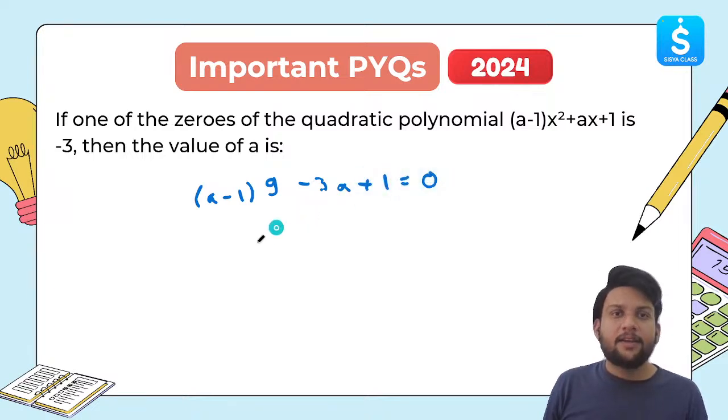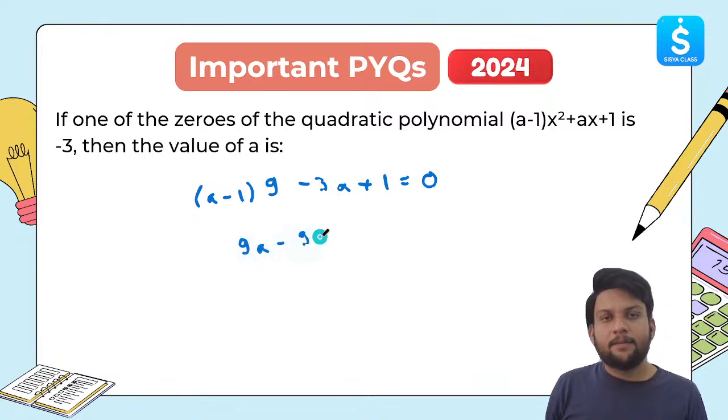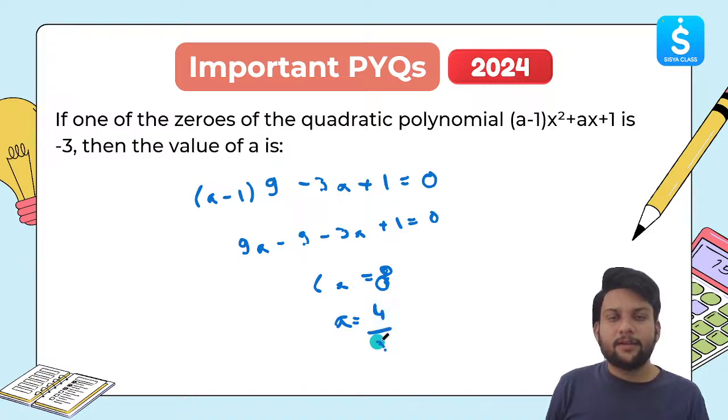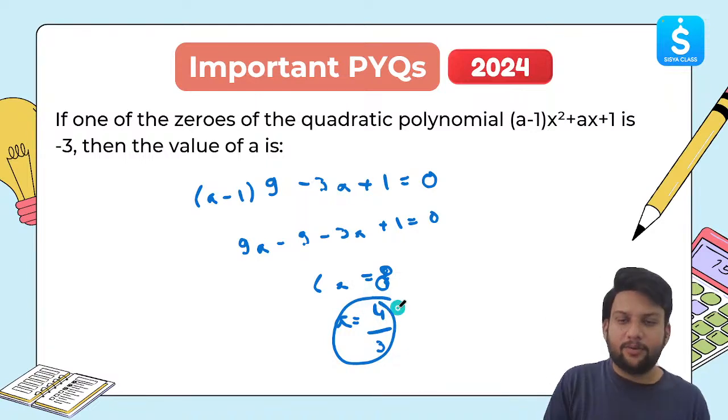Yes or no? Next, I will do 9a minus 9 minus 3a plus 1 equals 0. 9a minus 3a is 6a. Minus 9 plus 1 is minus 8. I will take this to the other side and get 8. So I will get a equals 8 by 6, or if I simplify this, 4 by 3. Got it? Yes or no? Great. Good to know.